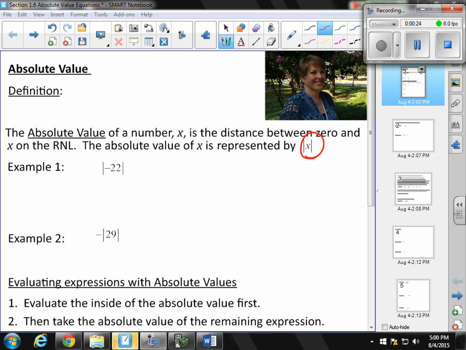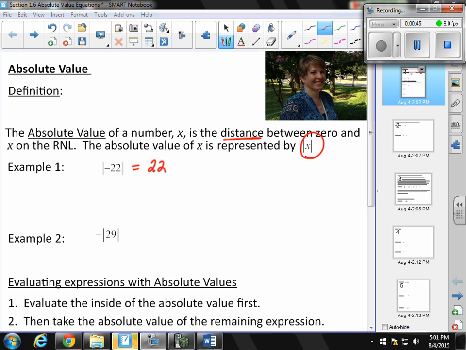The absolute value of negative 22. There are 22 units between 0 and negative 22 on the real number line. The absolute value of negative 22 is 22. Now, the word distance is used here in the definition. And when we talk about distances, we're always talking about positive numbers.